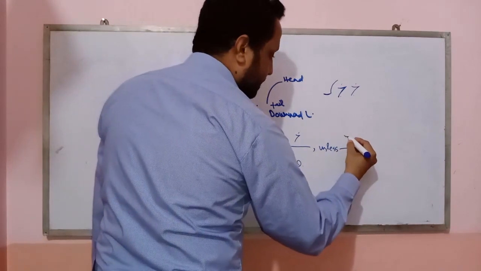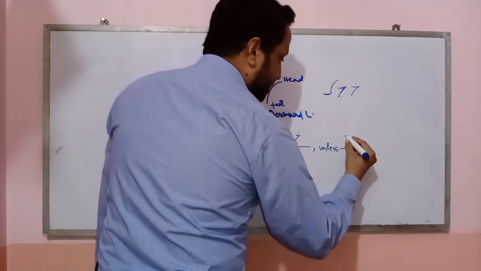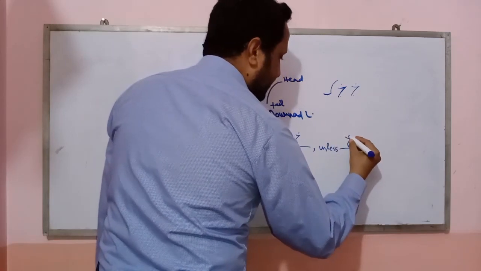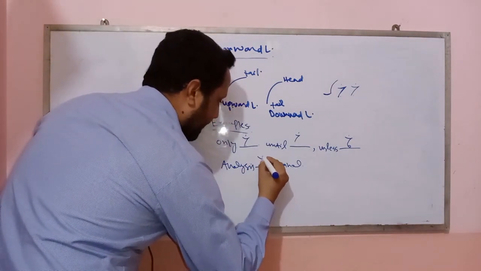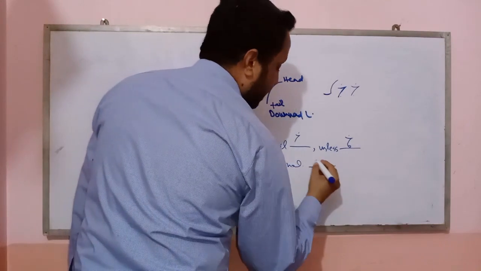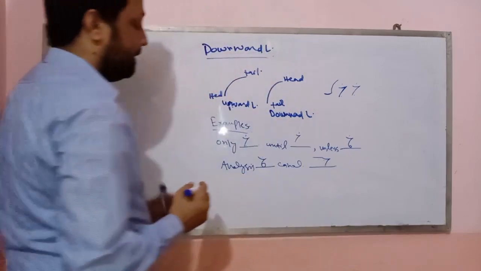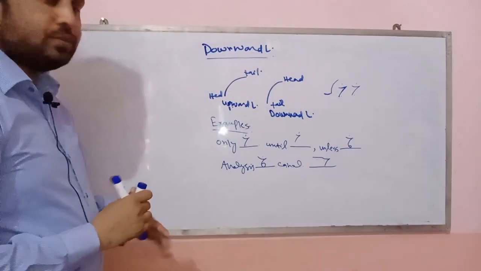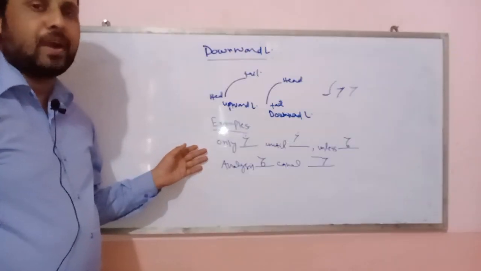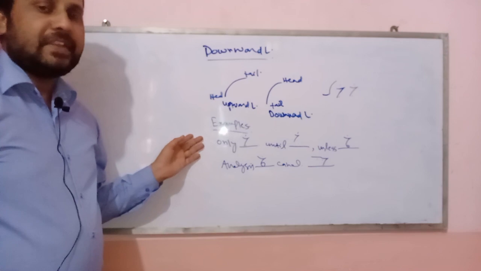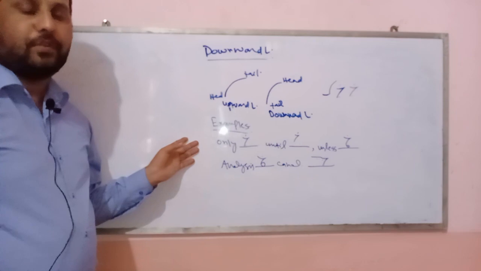Until, unless, analysis, canal: K and downward L, canal. Now students, it became clear that when you have such consonants and there is difficulty attaching the upward L, then we use the downward L for such words.